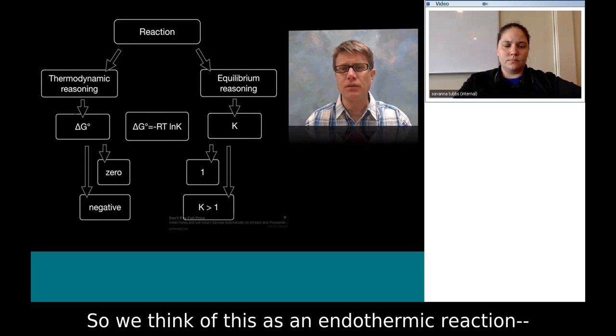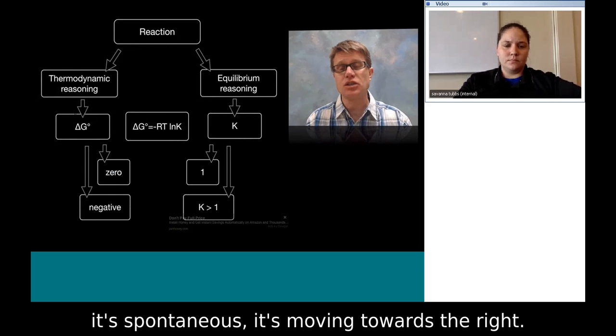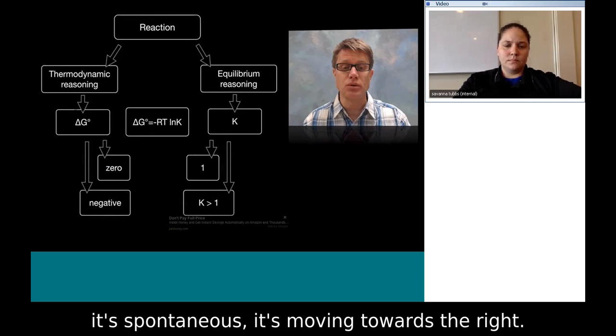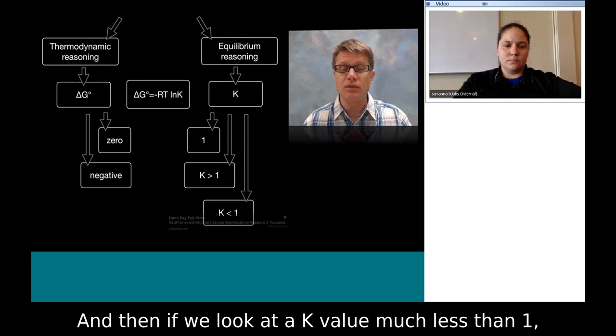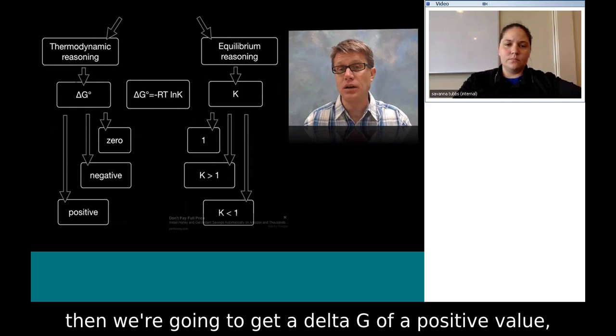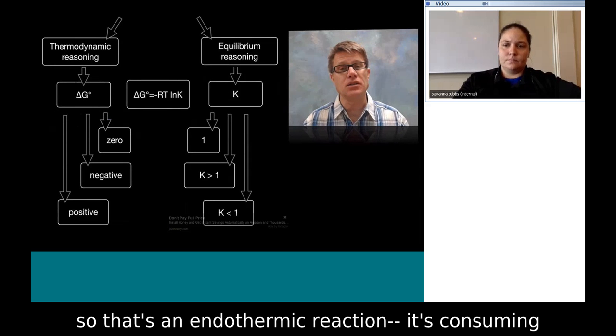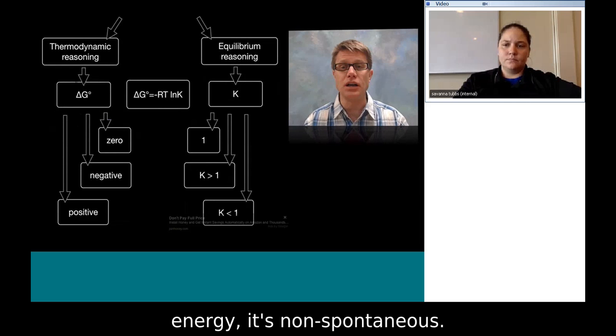So we think of this as an exothermic reaction. It's spontaneous. It's moving towards the right. And then if we look at a K value much less than 1, then we're going to get a delta G of a positive value. So that's an endothermic reaction. It's consuming energy. It's non-spontaneous.